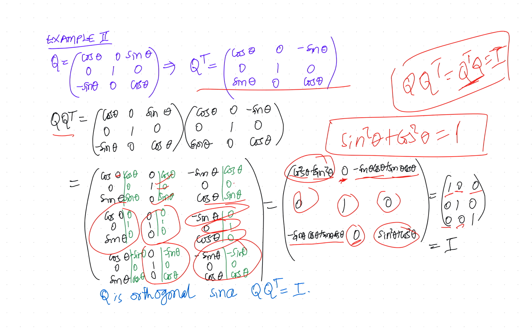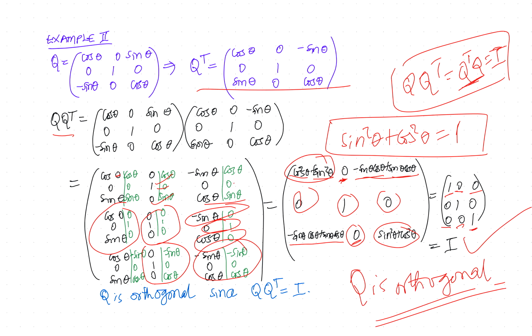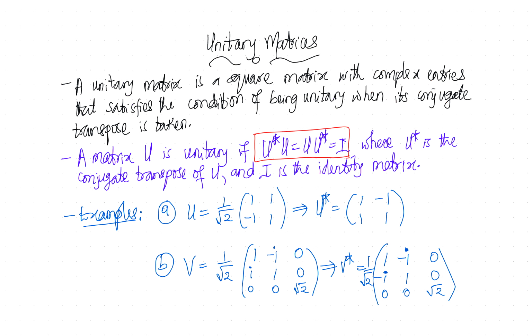So at the end of the day, you end up getting the unit matrix. So that means that Q is orthogonal, since QQT equals I. That is the idea of the orthogonal matrix. So that takes us to the idea of unitary matrices.